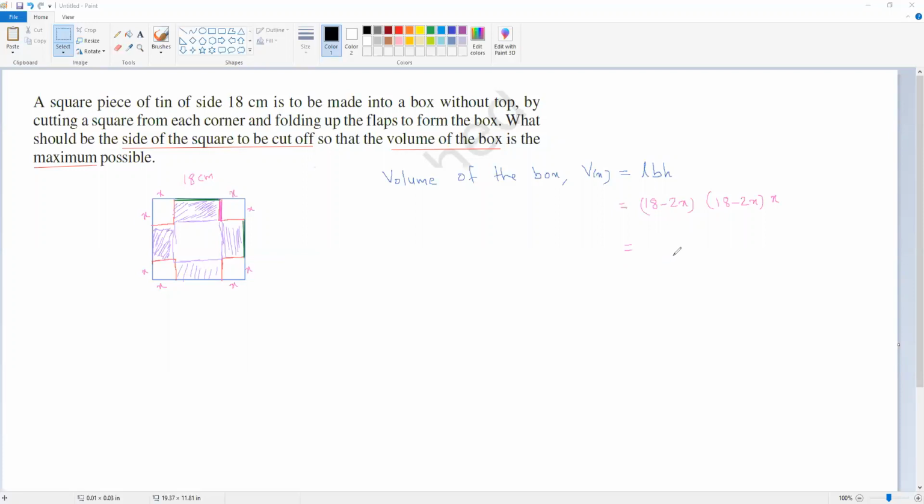That is the next step. So we have to, okay, I'm going to simplify this. 18 minus 2x into 18 minus 2x is a minus b the whole square. So a minus b the whole square is a square, 18 square, 324, minus 2ab. 18 into 2, 36, 36 into 2, 72x, plus 4x square, into x. So that is 4x cube minus 72x square plus 324x. If you want, you can take 4 common.